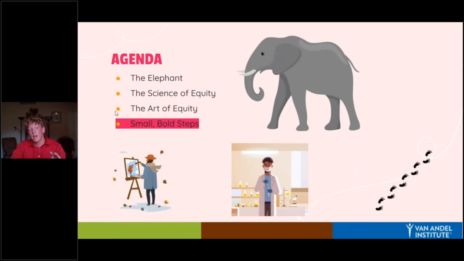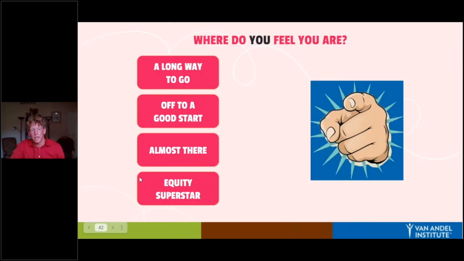So let's talk about some steps that you can take, maybe to move up that continuum a little bit. And even if you are a superstar, we know that there's always room for improvement, no matter what we're talking about.